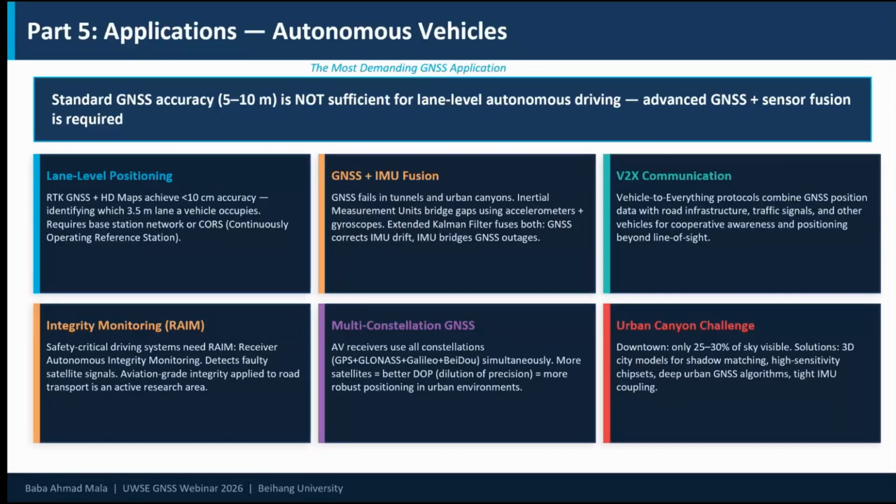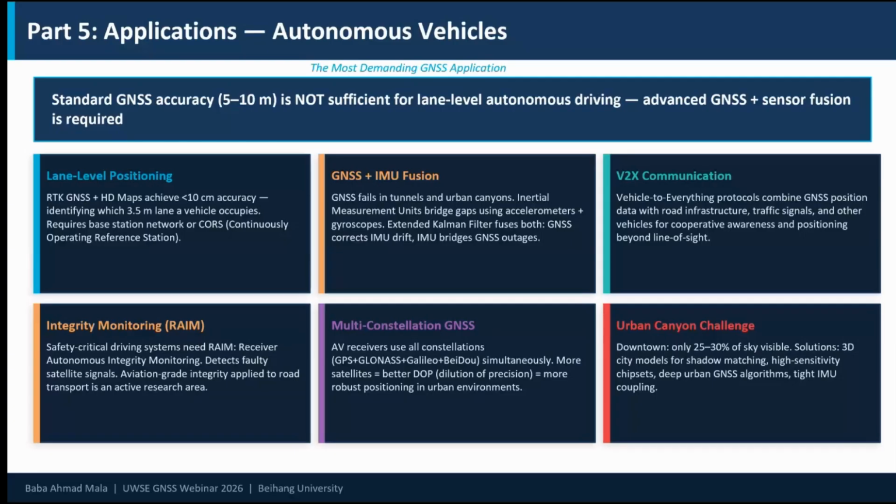Next is the safety and robustness. Safety is paramount. Systems like receiver autonomous integrity monitoring are used to detect if any satellite is giving faulty data. The vehicle uses the available constellations. Since we have multiple constellations, it will choose one for its maximum satellite availability.